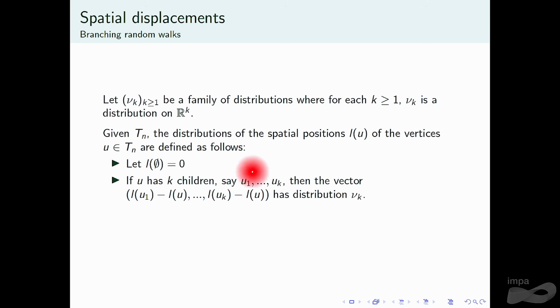I'll start off with the root, and I'll just say arbitrarily the root has position 0. This is where I'm basing everything from. Then if a vertex in the tree has k children, say u_1 through u_k, I can look at the difference between the positions of the children u_1 through u_k and their parent. This tells me how far they're displaced from their parent, and I'll say that vector has distribution μ_k. So it's the distribution of the displacements away from a vertex with k children.